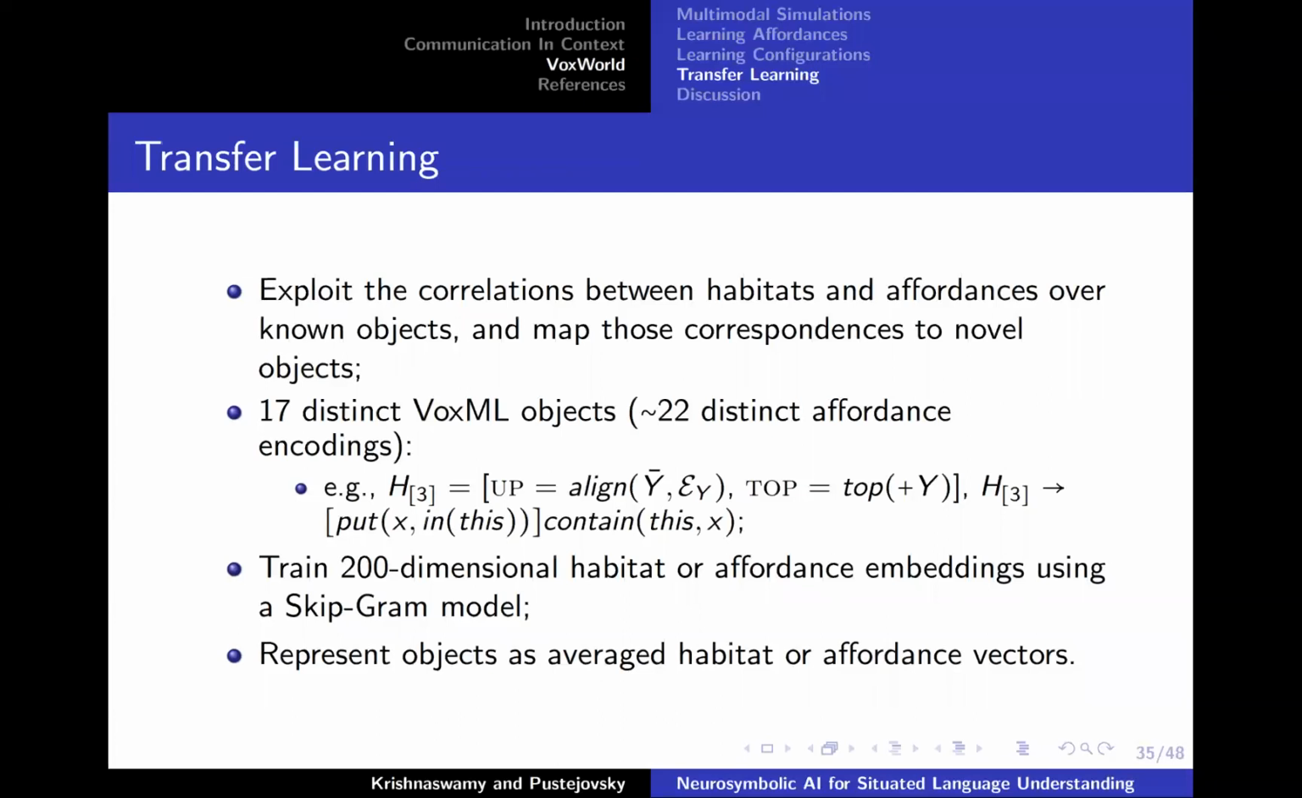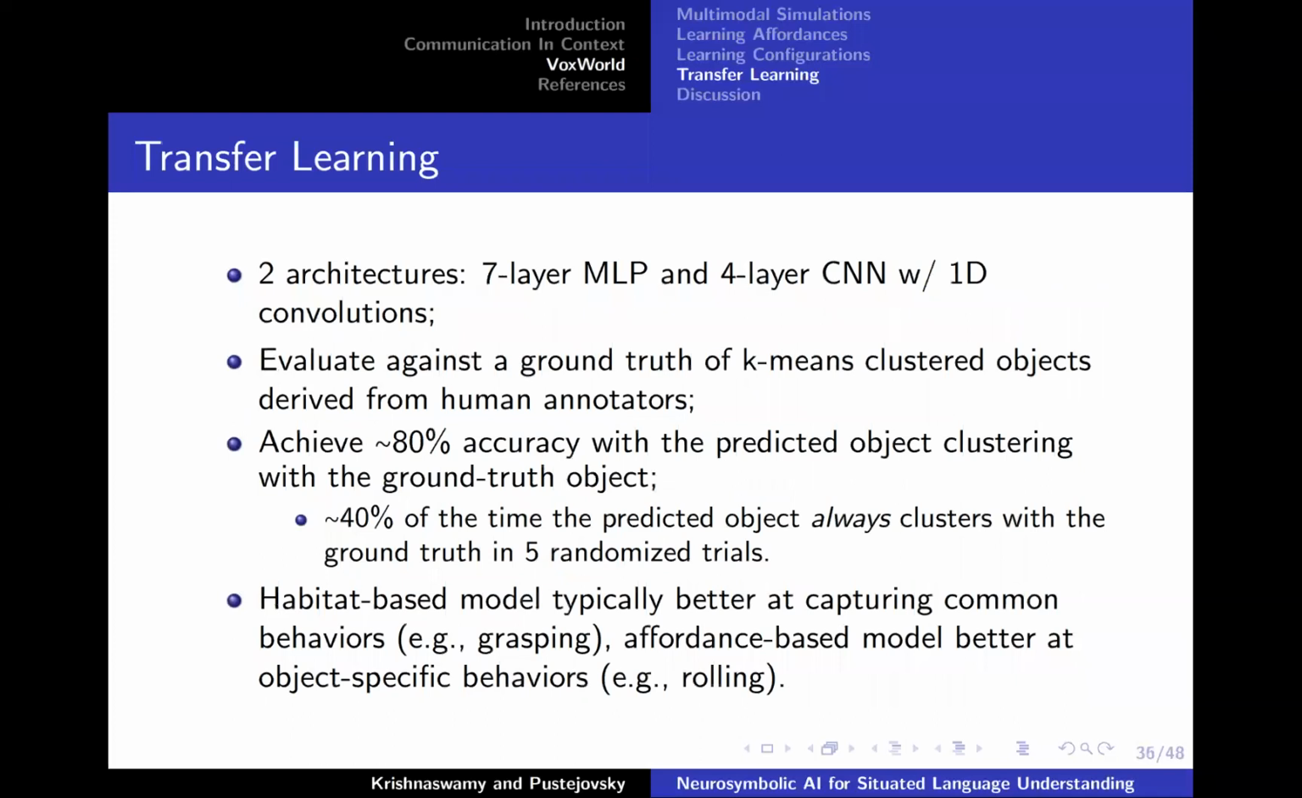We represent objects as averaged habitat or affordance vectors. We tried two architectures, a 7-layer MLP as a baseline and a 4-layer CNN with 1D convolutions. We evaluate against a ground truth of k-means clustered objects derived from human annotation. We achieved about an 80% accuracy with the predicted object clustering with the ground truth object. And about 40% of the time, the predicted object always clusters with the ground truth object in over 5 randomized trials.